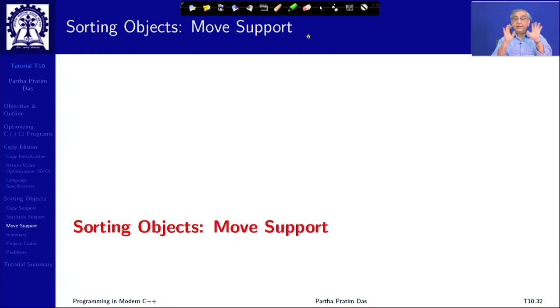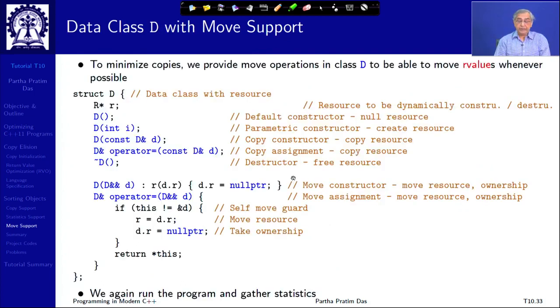So, that is the basic problem with temporaries. So, how do you get rid of this? You know that you can give a move support. So, you say, I will not copy if not required; I will not copy the D objects, I will move them. So, I have a move constructor and a move assignment operator added now.